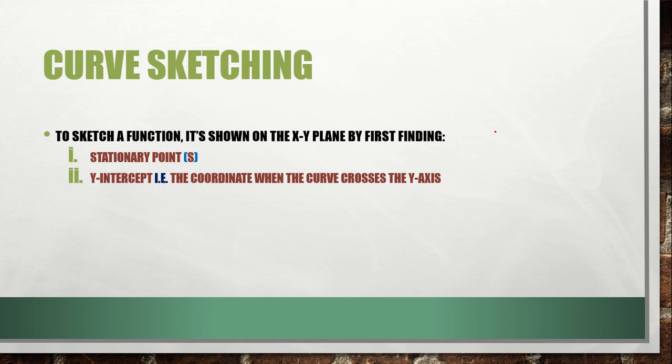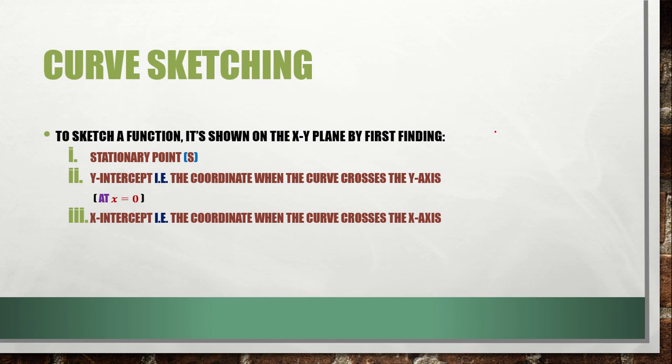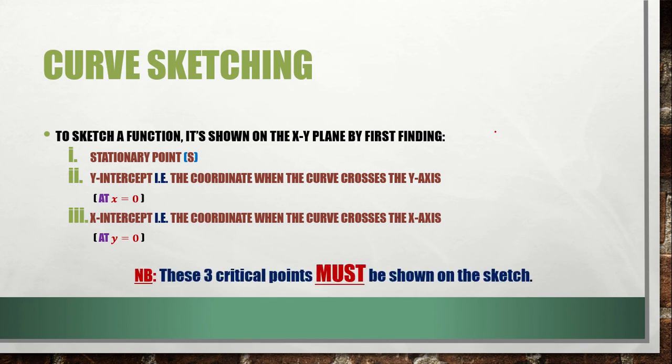And basically, the y-intercept is the coordinate where the curve crosses the y-axis, and that happens when x equals 0. Next is the x-intercept, where you find the coordinate when the curve crosses the x-axis at y equals 0. Notice these three critical points must be shown on the sketch. So when you are sketching your curve, these three must be shown on your sketch.